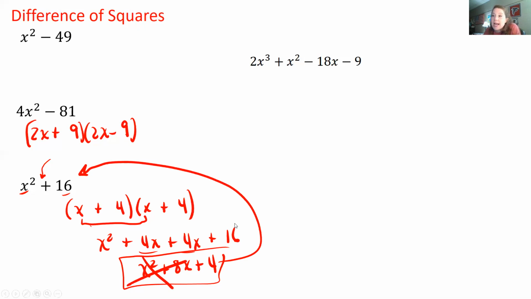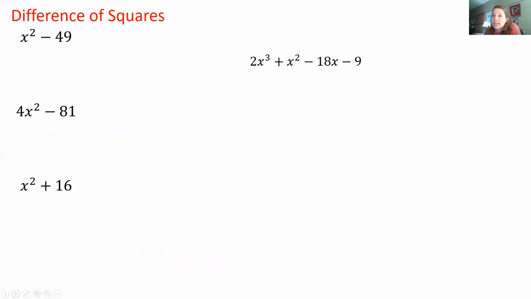If there's a plus sign, you will always end up with a middle term. There's no such thing as the sum of squares. That's not a thing.